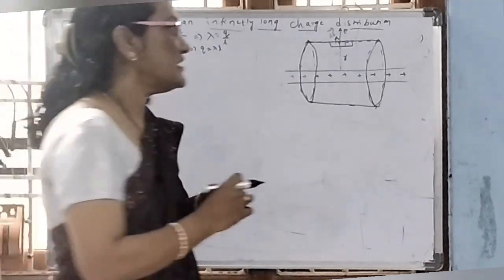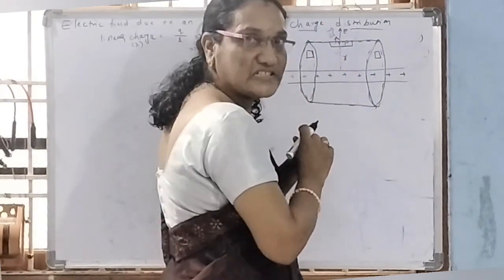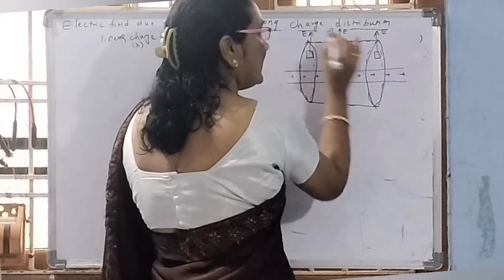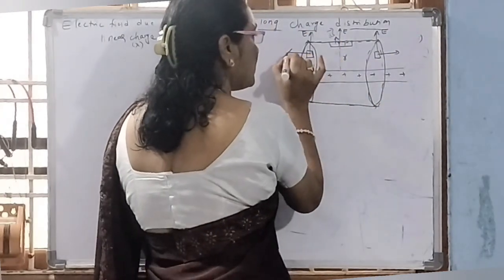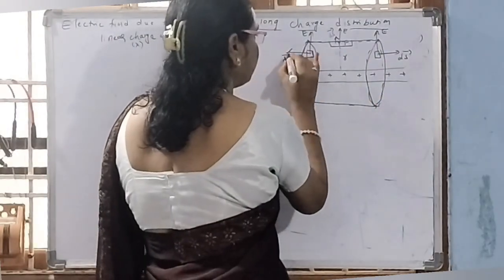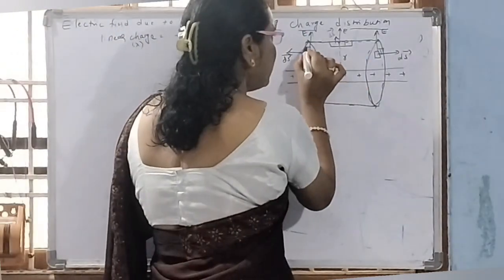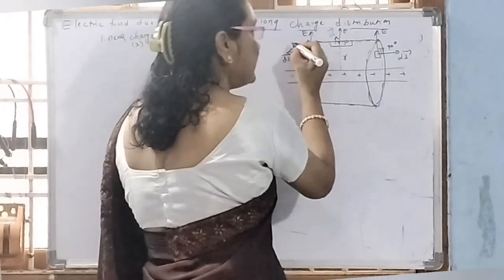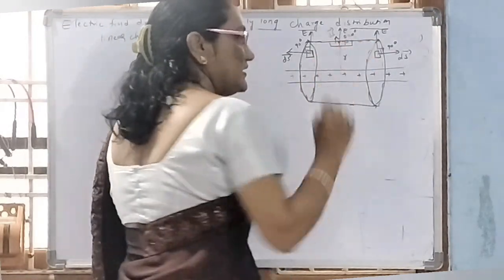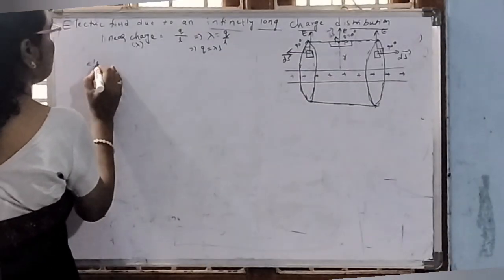Next, similarly, at the right end and left end also, I am considering small areas. This is the direction of the electric field, and these are the outward normals, so the direction of ds. Here, the angle between E and ds is 90 degrees. And here, the angle is 0 degrees.